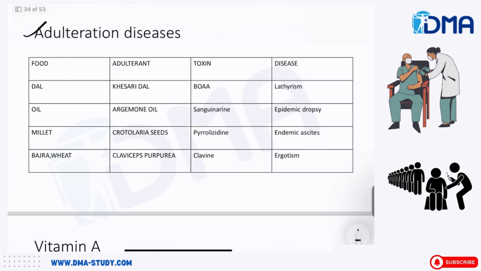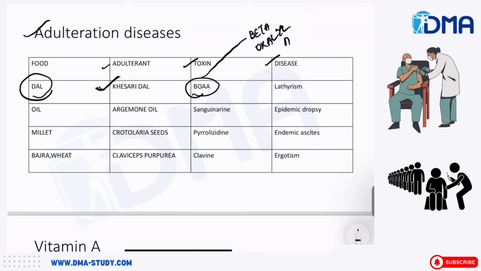So coming on to adulteration diseases, you have to know about the toxin, diseases, and adulterant. In case of dal, kesari dal, which we use, we have a toxin known as BOAA. What is that BOAA? It is beta oxalyl amino alanine.